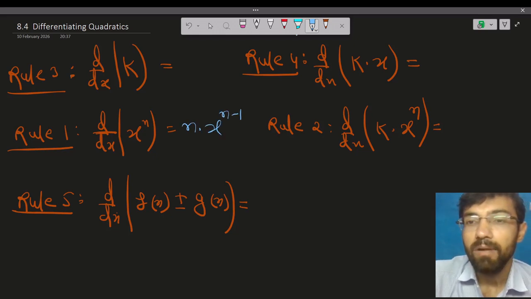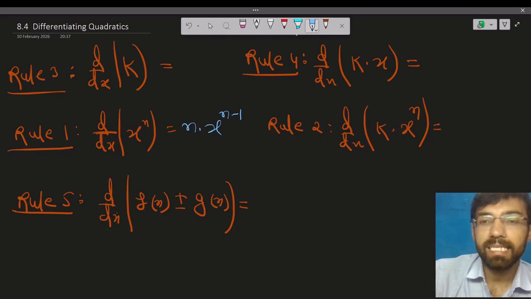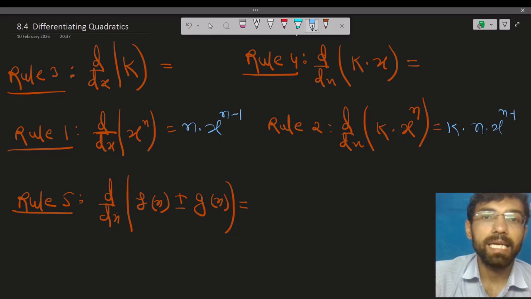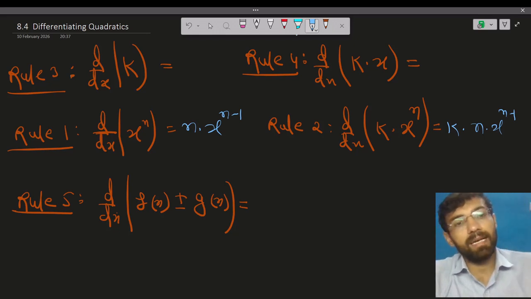This is rule 1. What about rule 2? If a constant k is in product with x raised to n, you keep the constant as it is and differentiate x raised to n. So differentiation of x raised to n is nothing but n into x raised to n minus 1. Okay, so now today we will learn these three rules.